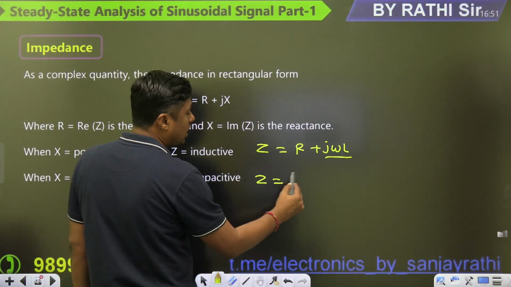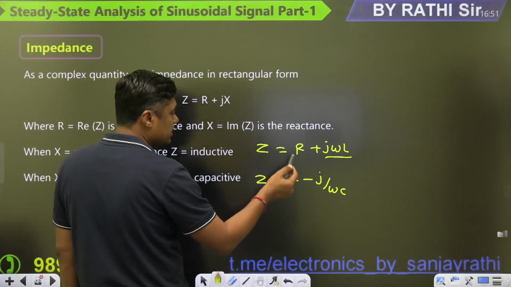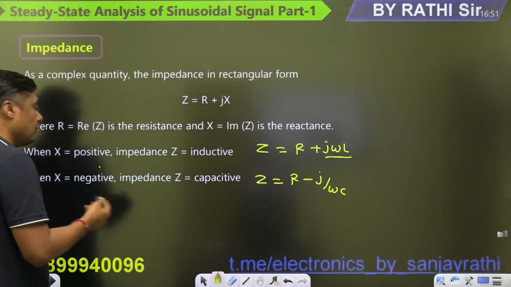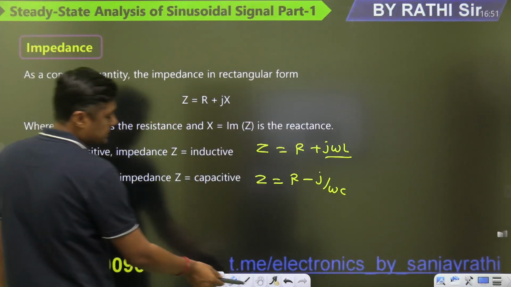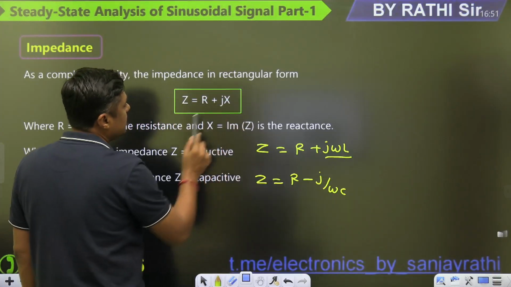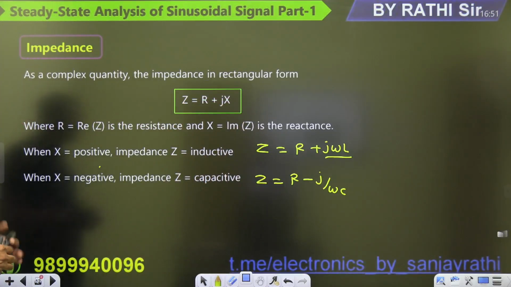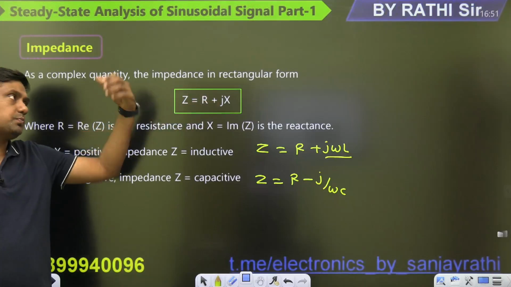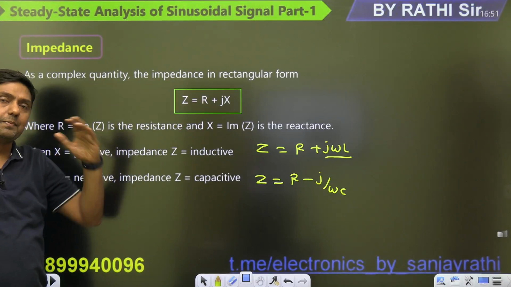Z is equal to R minus j by omega C. If the imaginary part is negative, it means the load is capacitive. This is called impedance, R plus jX. If the imaginary part is positive, then it is an inductive load. If the imaginary part is negative, then it is called a capacitive load.